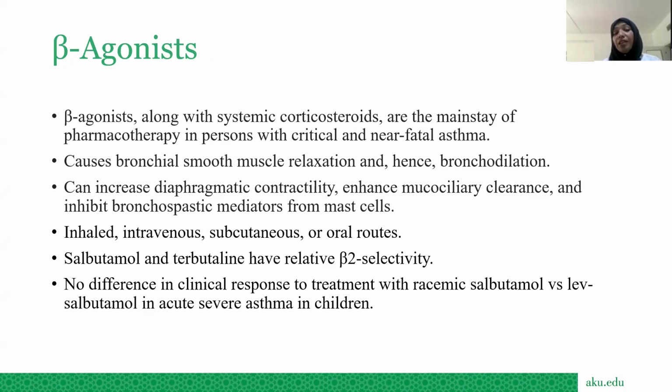Beta agonists are the mainstay of therapy for the management of asthma in patients with critical and near fatal asthma. What is the role of beta agonists in the management of asthma? Beta agonists cause bronchial smooth muscle relaxation, thus causing bronchodilation. They increase diaphragmatic contractility, enhance mucociliary clearance, and inhibit the bronchospastic mediators from the mast cells. So in the end, they will prevent inflammation in the airway. We can use inhaled beta agonists, IV beta agonists, or subcutaneous or oral routes. The preferred agents are salbutamol and terbutaline because they have relative beta 2 selectivity, so the side effects due to beta 1 stimulation will be avoided with these agents.